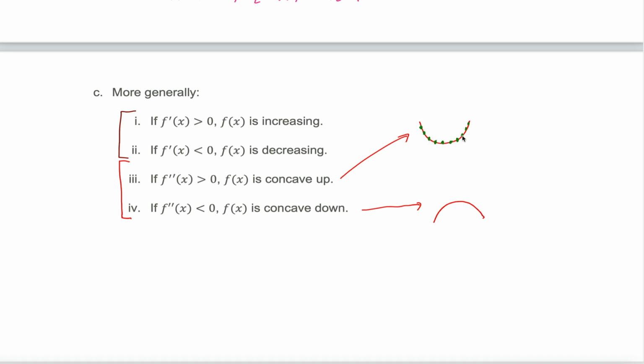Not the function, but the slope of the tangent line is increasing. When the slope of the tangent line is increasing, your function is concave up. And the exact same logic works down here for concave down.